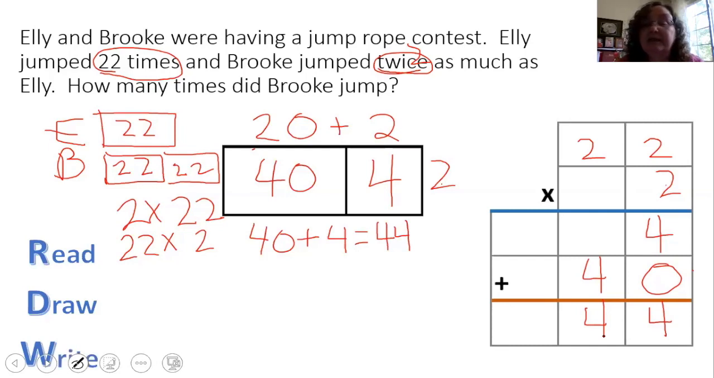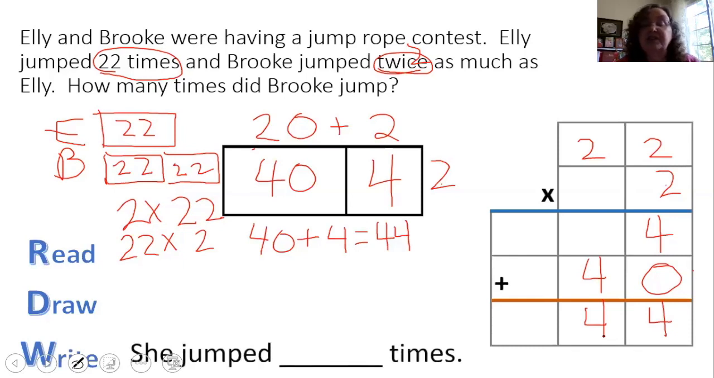Right, I need to write a sentence for this. So if they asked me, how many times did Brooke jump? What would be the sentence that you would write? I wrote, she jumped blank times, which I would say she jumped 44 times. Now, once again, write the sentence down and make sure you start with a capital letter and you end with a period. And you can pause me if I'm moving too fast.